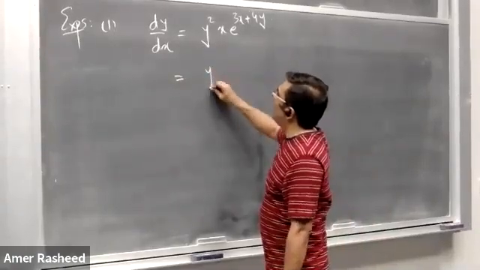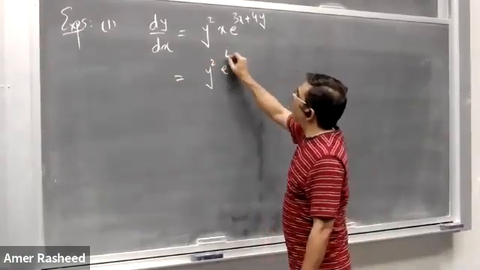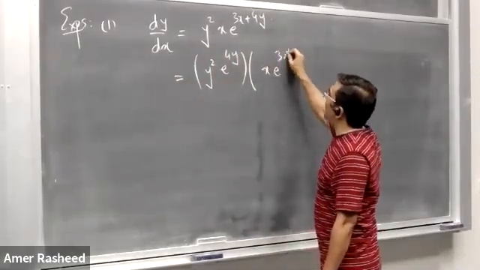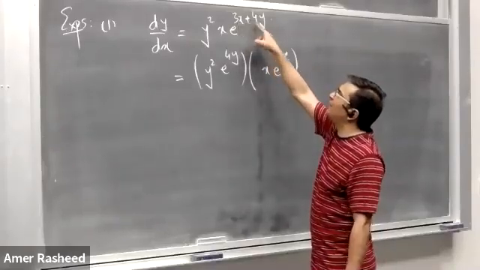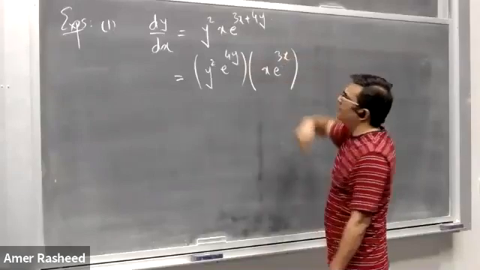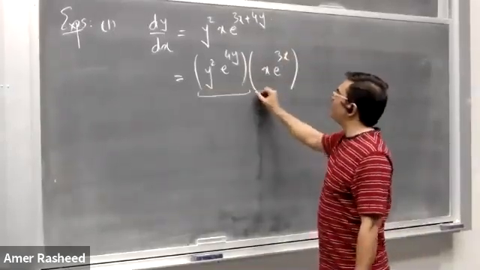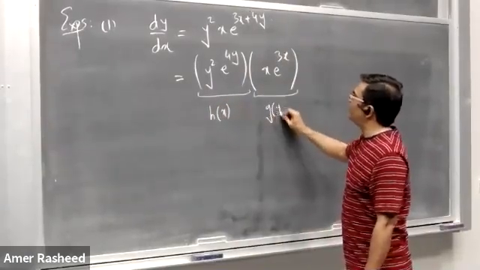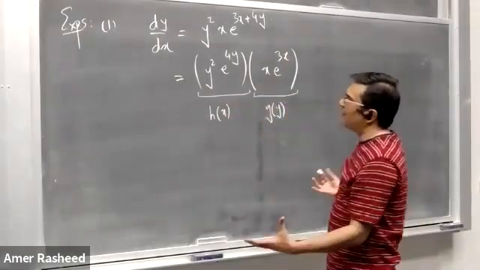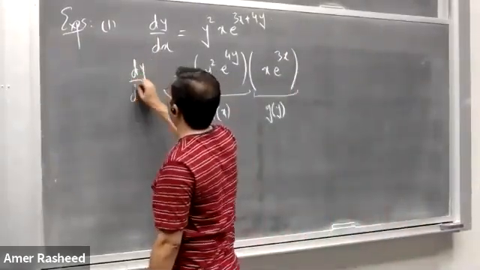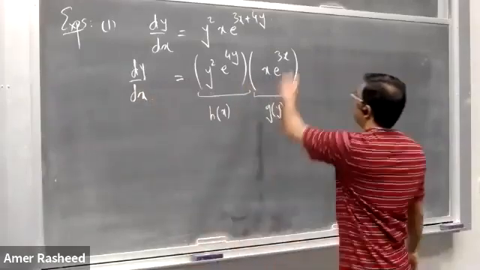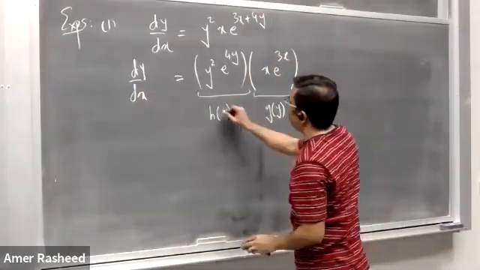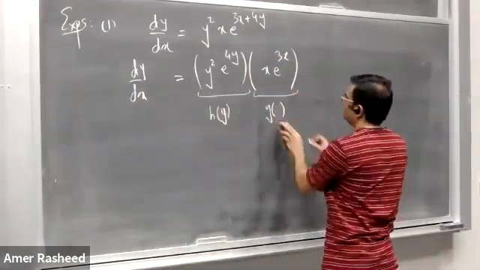We can write this thing as y squared into e raised to the power 4y. This is one function, and the other function is x e raised to the power 3x, because we can break e to the power 3x plus 4y into these two. So now we have two functions. This one you can say is h of y, and this is your g of x. So these are two separate functions. On the left-hand side, we have dy by dx. Sorry, I wrote it the wrong way around. So h of y and g of x.